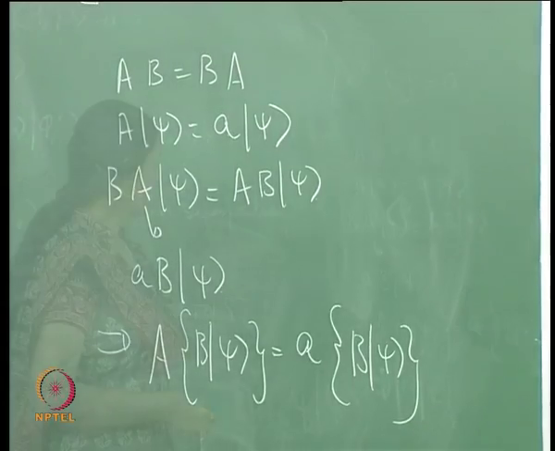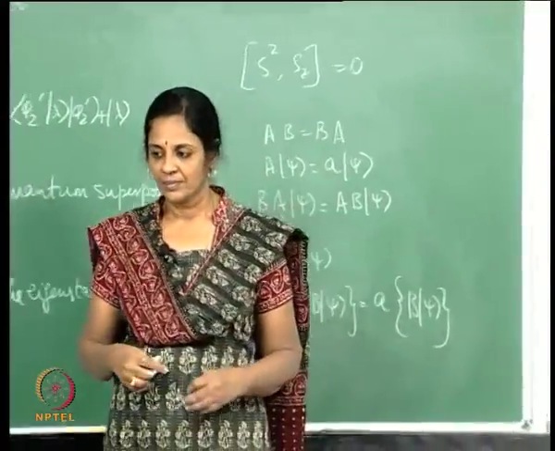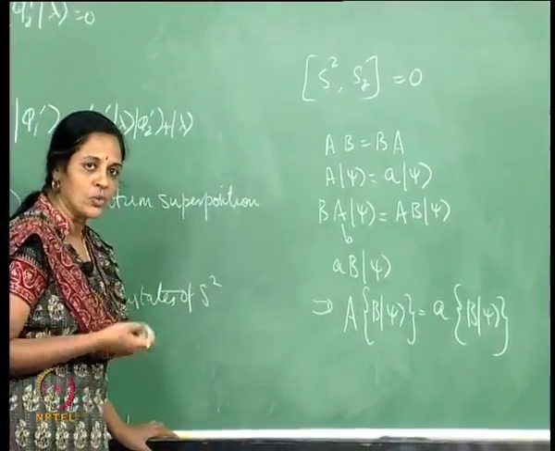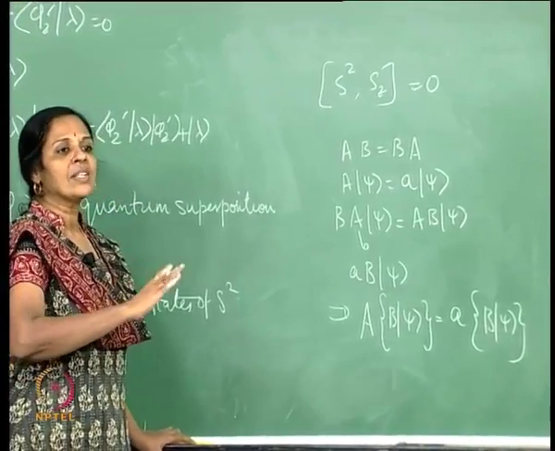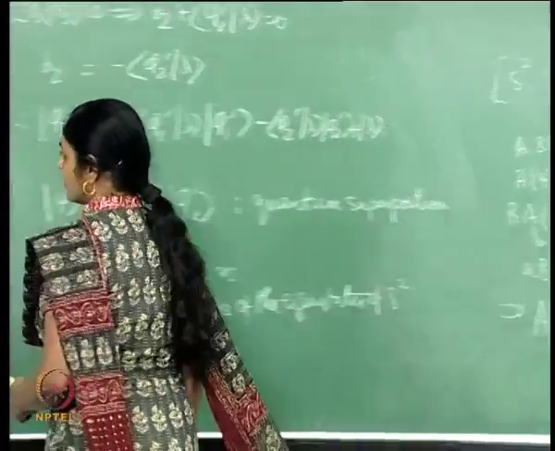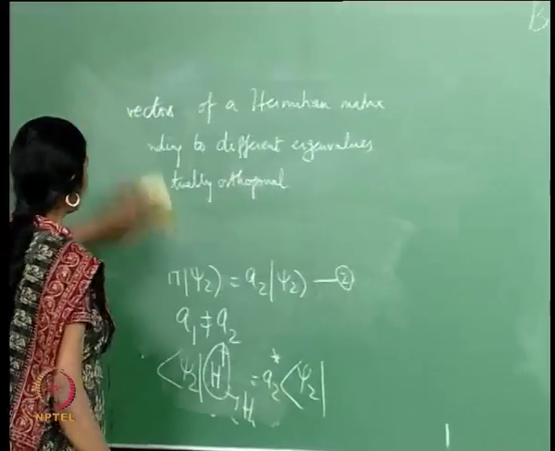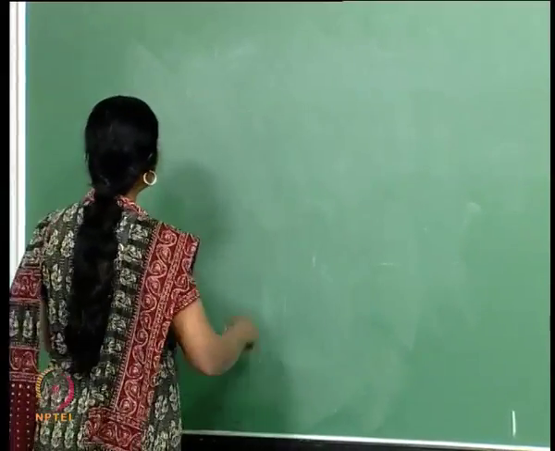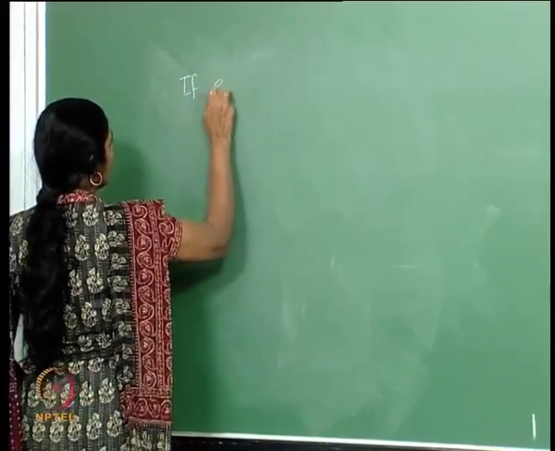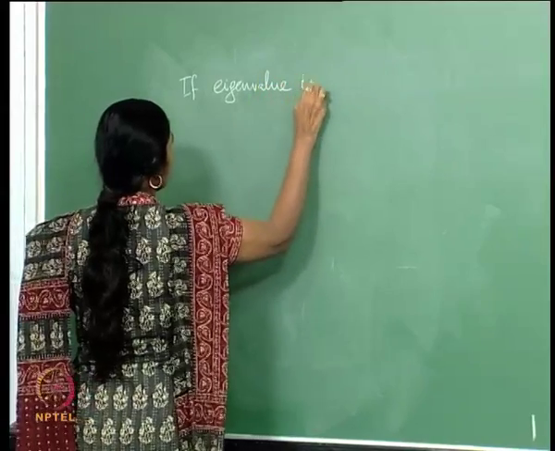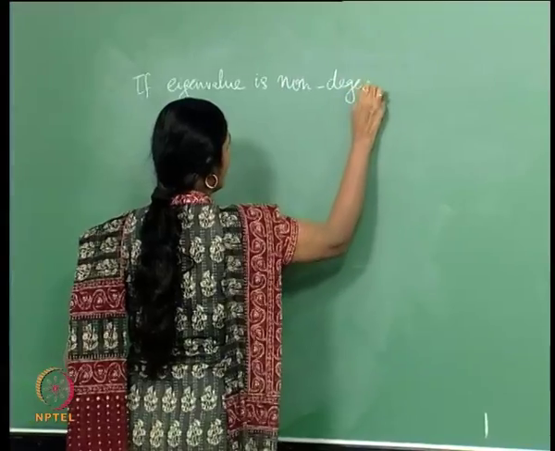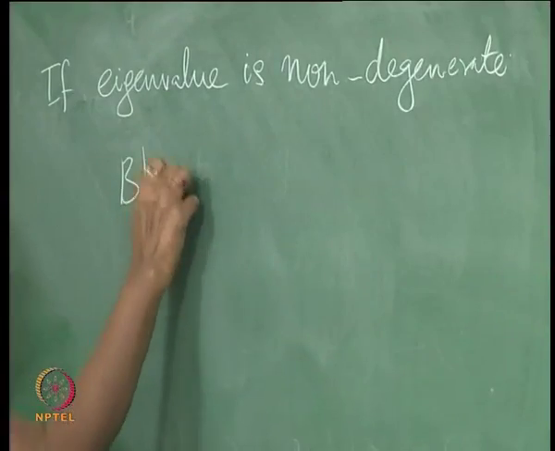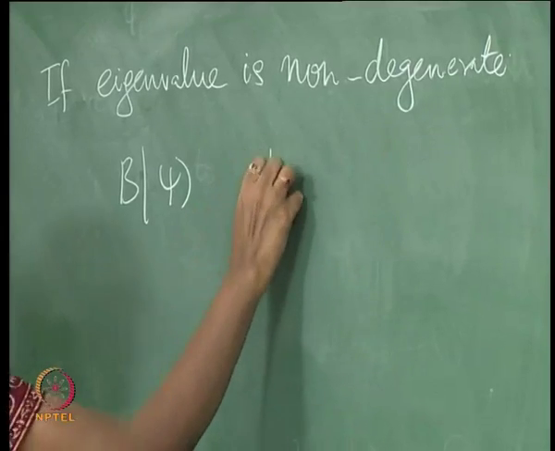Now, two cases arise. A could be non-degenerate. In other words, there is not more than one eigenvector corresponding to the eigenvalue a. If at all there is one more, that is linearly dependent on the other eigenvector. So, I consider that case. That is an easy case to consider. So, if the eigenvalue is non-degenerate, it is clear that the new vector B psi is linearly dependent on the vector psi.